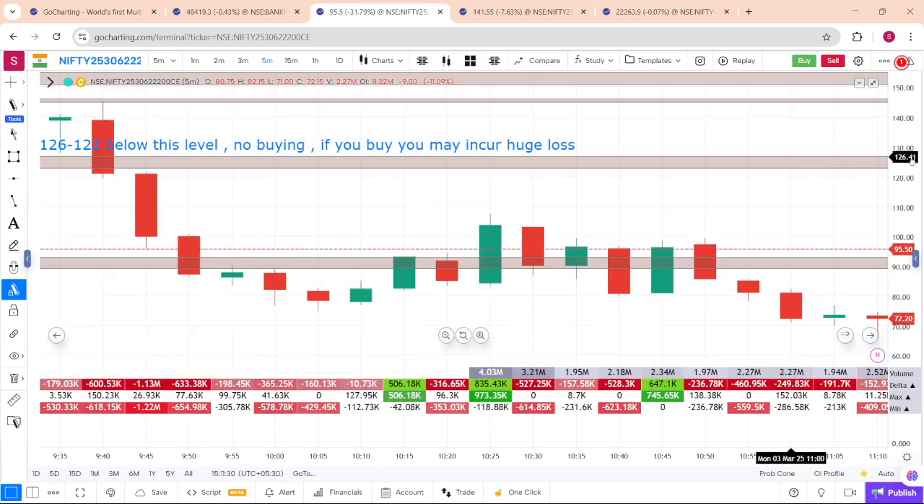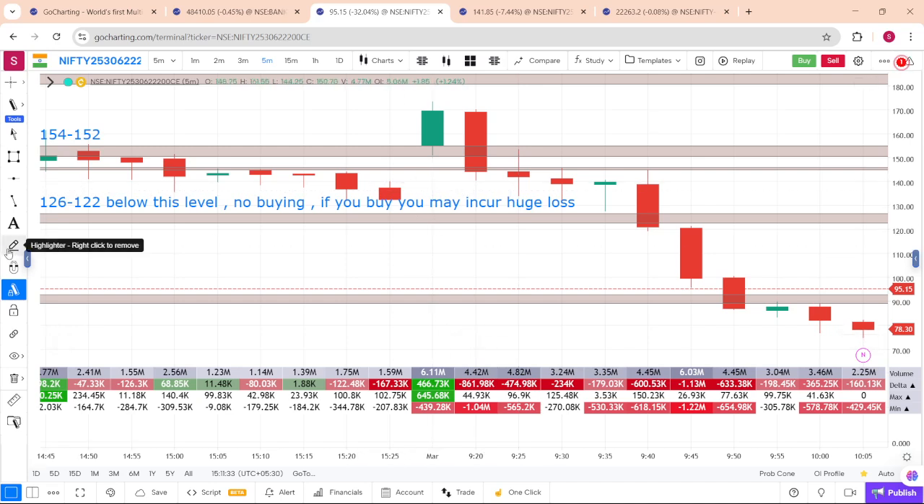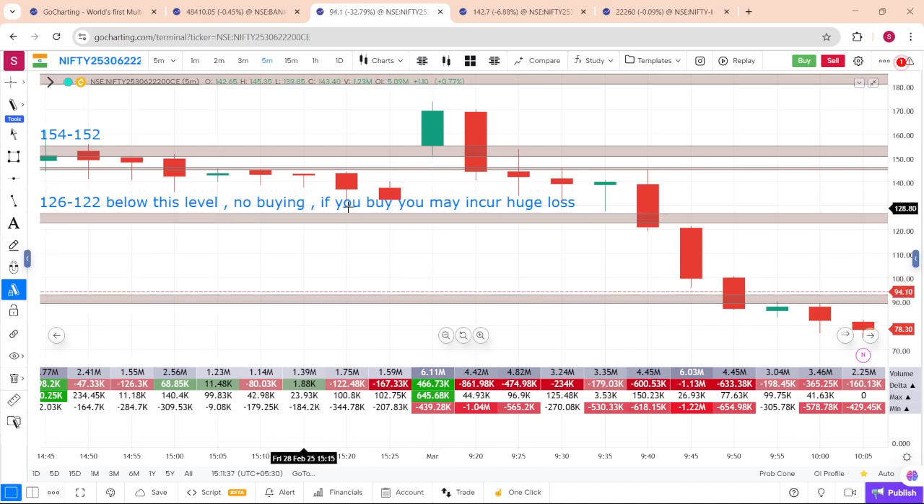See, the call option, we said in the morning, 126, 122: below this level, no buying. If you buy, you may incur huge loss. And this call option yesterday closed here at 134 and went up to 170, and opened above that resistance zone at 154.52, and we buy only at the 9:30 candle. So we will never buy here, because I said earlier that above 154, 152 trading it is a buy, but we will buy only after closing this candle. It is a red candle.